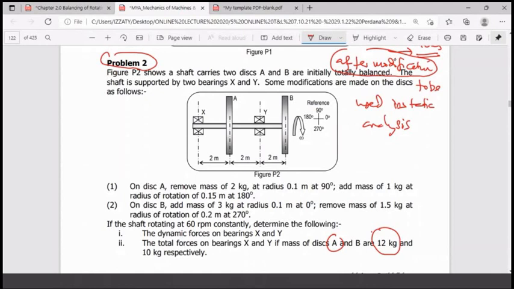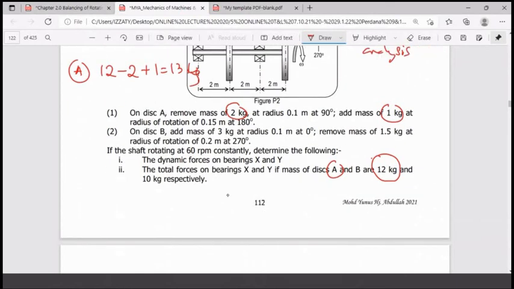Right. So now I'm going to explain another one. Look at here. We have 12 kg for A, correct? Then you remove 2 kg, you minus 2 kg, right? Then you add 1 kg. It becomes 14, minus 1, becomes 13 kg. You understand me?